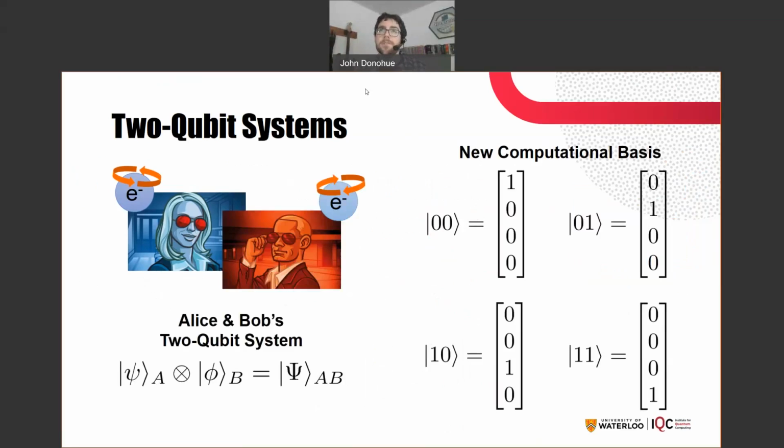superposition bases as well. So 0 0 is going to be the vector (1, 0, 0, 0), 0 1 is (0, 1, 0, 0), 1 0 is (0, 0, 1, 0), and 1 1 is (0, 0, 0, 1). It did no one any help for me to say that out loud, but it was fun to say. Okay, and we can also think about them as a global state. So psi tensor phi is equal to big psi, because it's a big system.